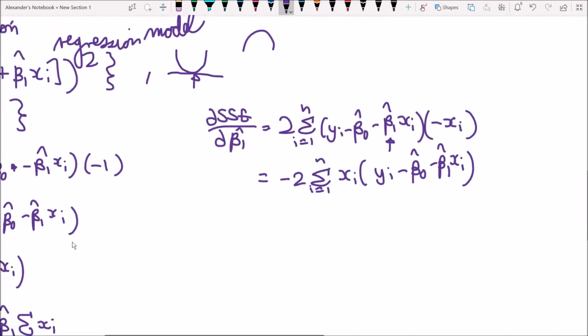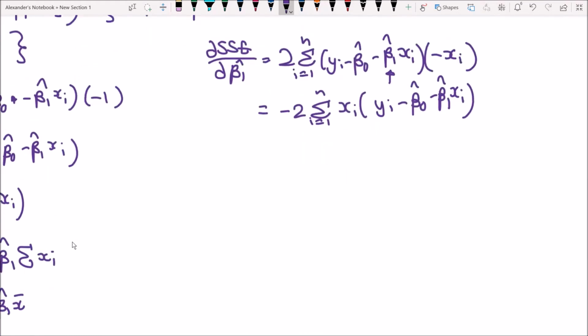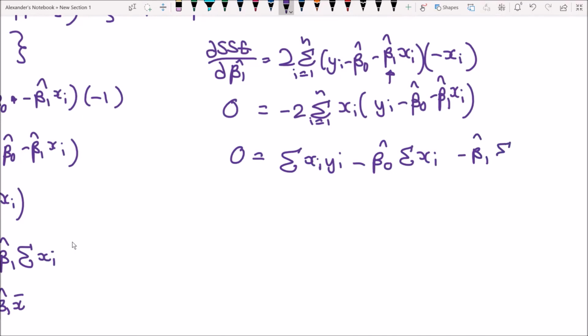Great. Now let's equate our first derivative to 0 to find the minimum point, and solve for it. So we get 0 is equal to the summation of xi yi, minus beta 0 hat times the summation of xi, minus beta 1 hat times the summation of xi squared. So let's look at what we can do over here. Well, we might think that we are in a bit of a pickle, but we're not. We've derived some results that will make life easier for us.